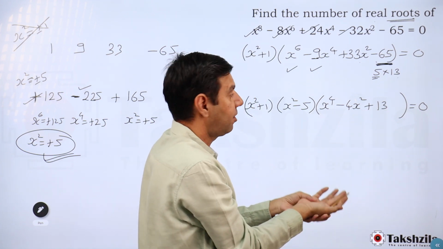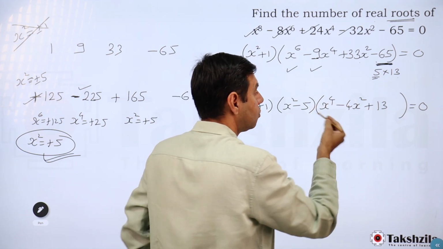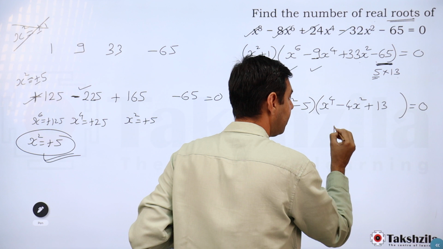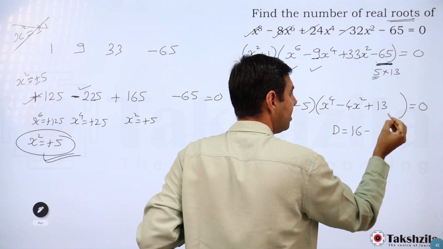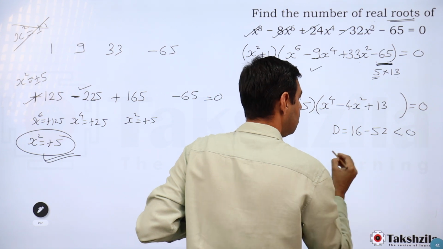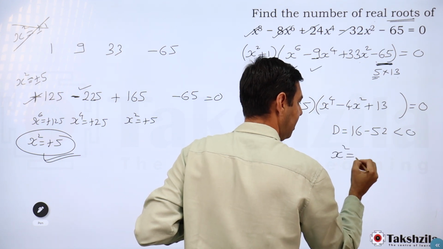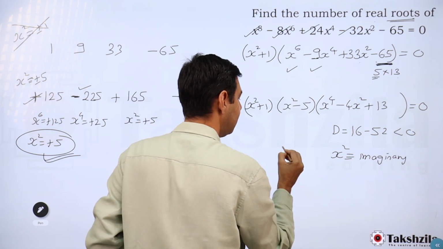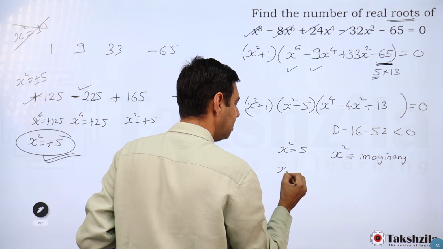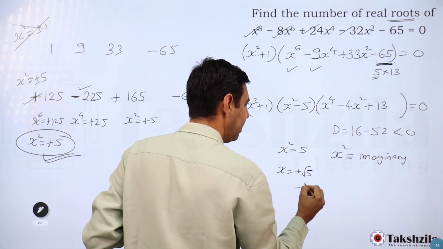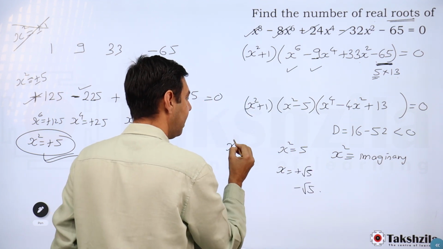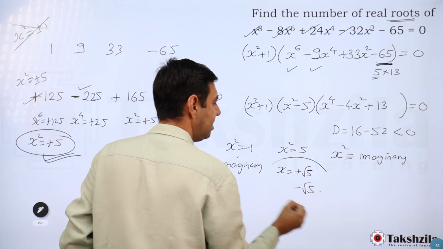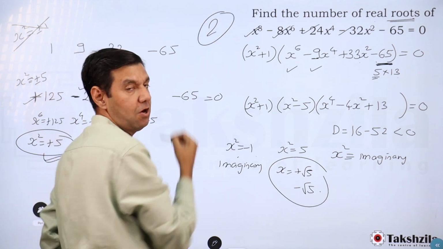Now, this is a quadratic that you know, right? It's just in x square. So, find the roots. This can be factorized as just 1 and 13. The sum is not this. So, you check the discriminant, b square, 16 minus 52, which is negative. So here x square will be an imaginary number. And if x square is imaginary, then x is also imaginary. This tells me x square is equal to 5. So this gives me plus root 5 or minus root 5. Both are real. And this gives me x square is equal to minus 1, which is imaginary values for x. So these are the only two real roots.